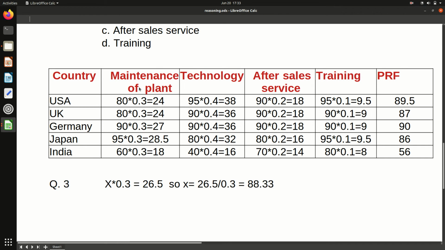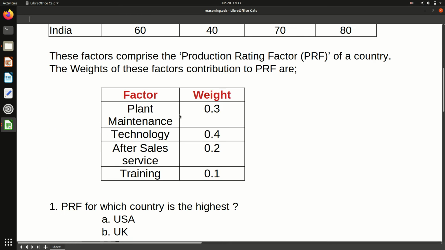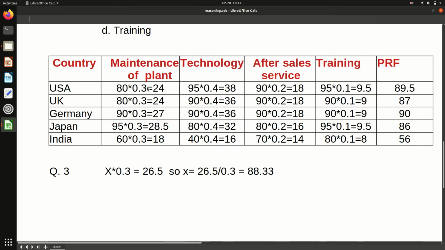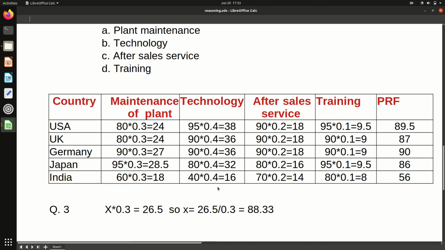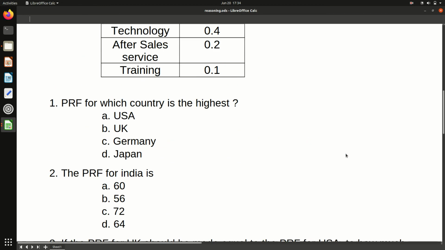To calculate the PRF, we just do the multiplication. So 80 into 0.3, because the weight of maintenance of plant is 0.3. In this case we multiplied by 0.3, the second, technology, by 0.4, after sales by 0.2 and training by 0.1. For each country we do the summation of all these four. So 9.5 plus 18 plus 38 plus 24, which is 89.5. This is the PRF for USA. 87 is for UK, 90 is for Germany, 86 for Japan, and 56 for India.